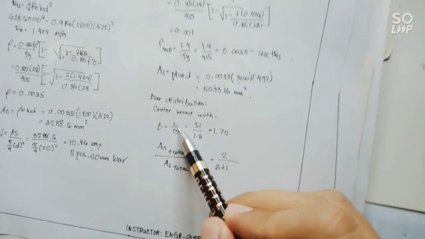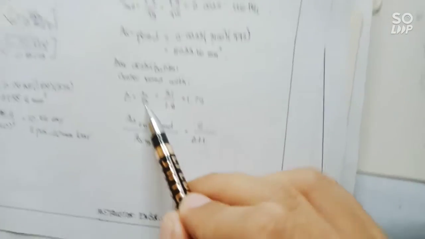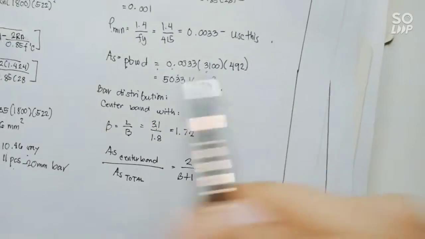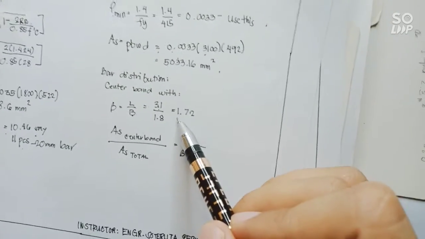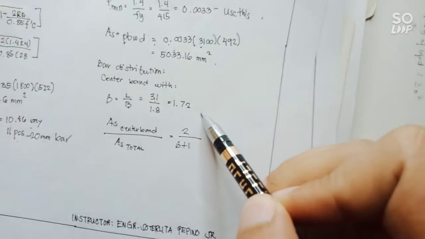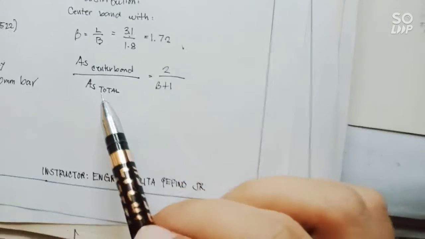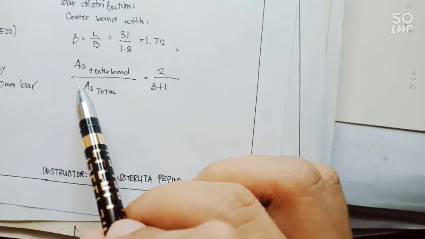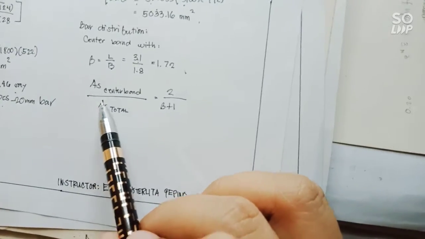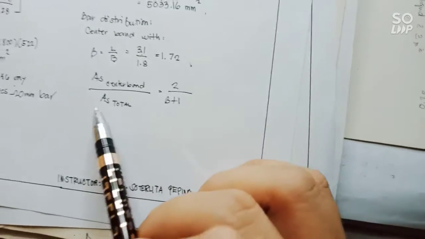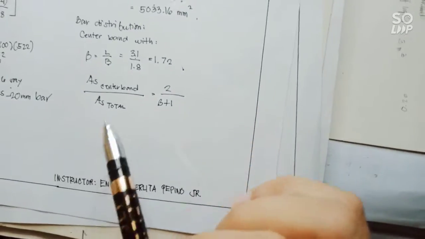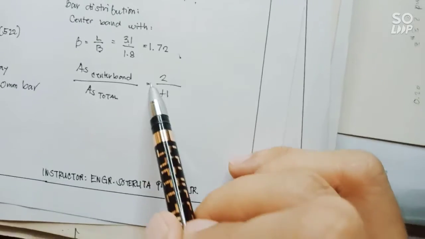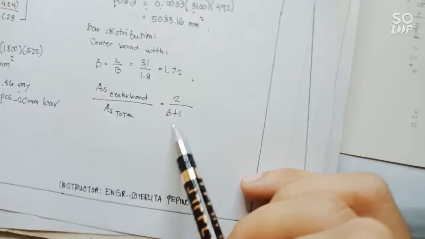So in the bar distribution, for the center bandwidth, we have the formula of the long side of footing divided by the short side of footing. So the 3.1 and the 1.8. So our beta is 1.72. And we proceed in this equation. We equate the area of steel reinforcement of the center band over the total area of the steel reinforcement equals 2 divided by beta plus 1.